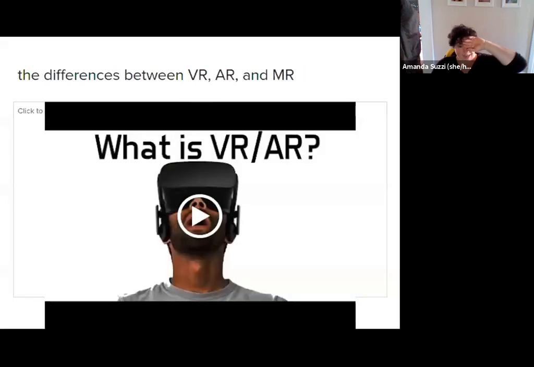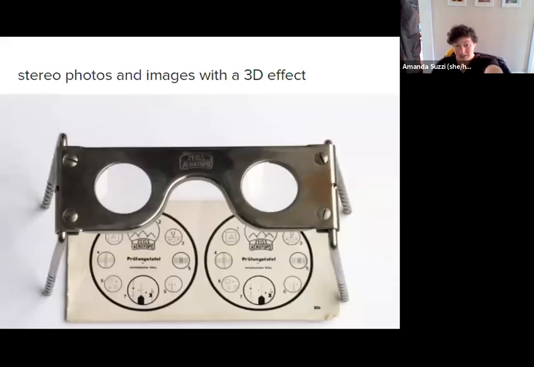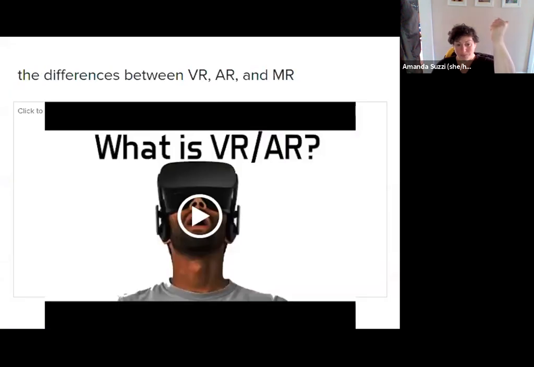All right, now let's talk about virtual reality, augmented reality, and mixed reality. Virtual reality is the use of this stereo effect, like this past image, where your eyes see slightly different things and they overlap to create a 3D. The stereo effect for virtual reality is being transmitted through a headset.